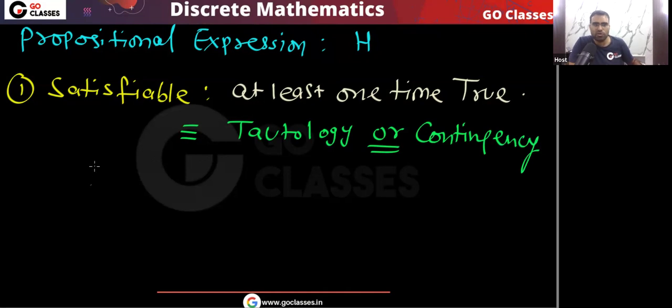Okay, this is the definition of satisfiable. Satisfiable means there is some way to satisfy this. There is some way to make it true. Means at least one time true. That simply means either it is a tautology or it is a contingency.